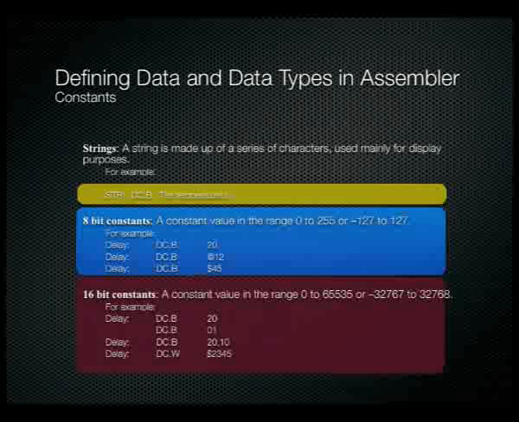We then have a 16-bit constant. When it comes to defining a 16-bit constant, you can define that also in numerous ways. You can define it as two individual bytes, so you can define it as the MSB and the LSB, or you can define it as a comma-separated string of bytes, or you can simply define it as a word with a single value.